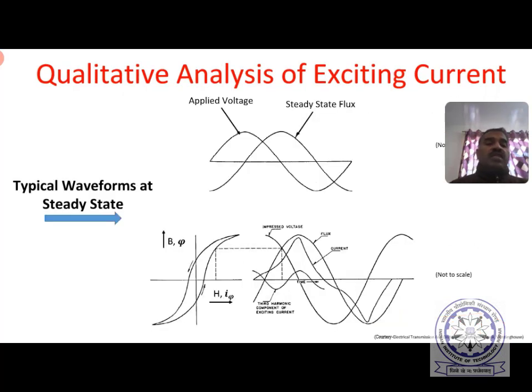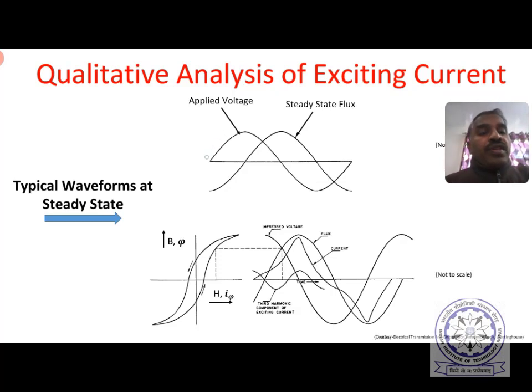Now, qualitative analysis of exciting current. Here, applied voltage and flux, just now we have seen there is a differential operator relating flux and voltage. Therefore, they must be 90 degrees away from each other. If voltage is sin omega t, then flux will be cos omega t. Here the exciting current waveform, voltage waveform and flux waveform are given.